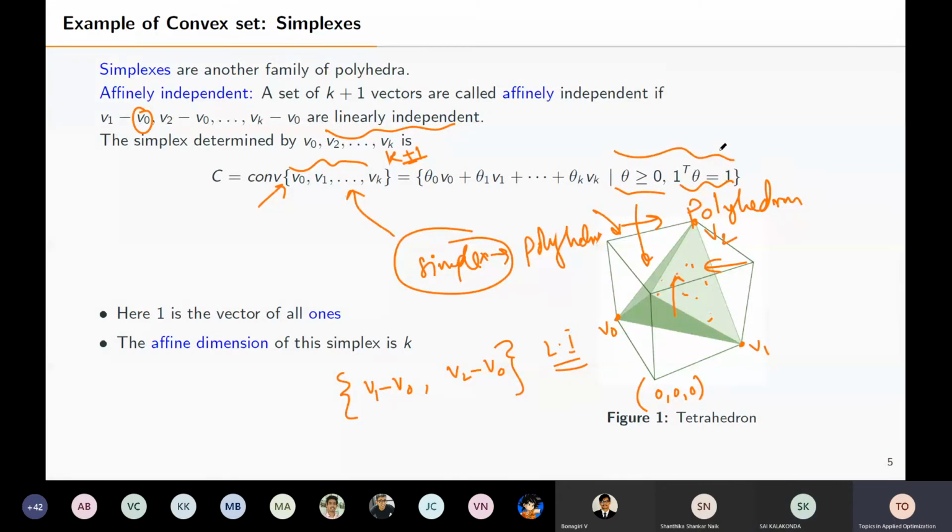And also, that V0 can be any one of the vectors, or is it a specific vector in the set? It is one of the vectors in the set. Any one of the vectors in the set. V0 is any one of the vectors in the set.